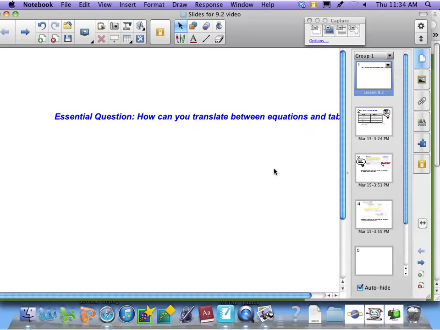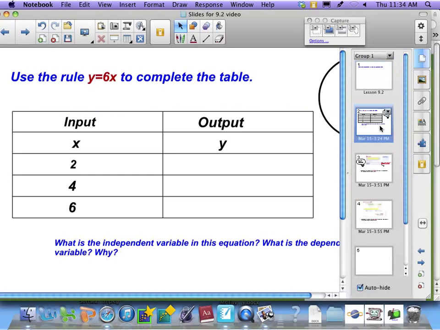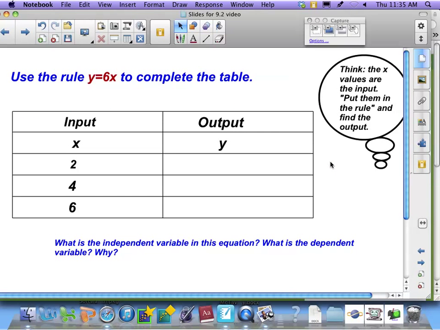Okay, how can you translate between equations and tables? This is an input-output table, and you can see up at the top, the rule is y equals 6x. So the equation we're looking at is y equals 6x. Now over here, the x values are the input. You're going to put them into the rule, or into the equation, and then you're going to find the output, which is y.